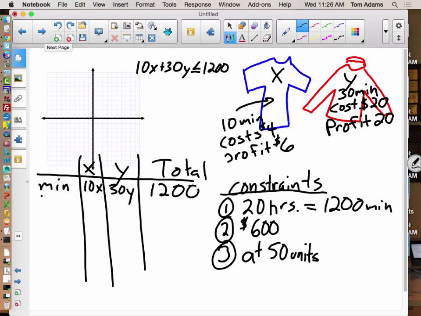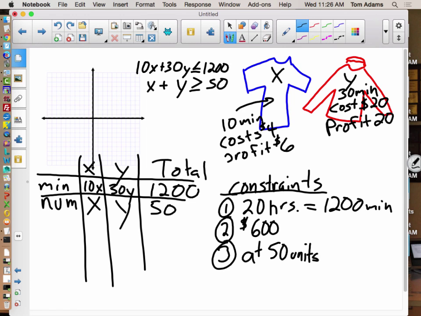So then the next thing I need to talk about is the money. Well, actually, the number of shirts. How many t-shirts am I doing? X number. How many sweatshirts am I doing? Y number. What's the total? At least 50. So I would say X plus Y has to be at least 50. So how do you do that with the inequality symbol? Greater than or equal to. Greater than or equal to 50. Does that make sense?